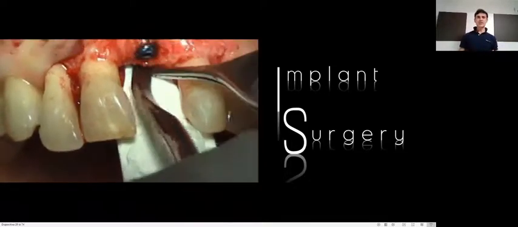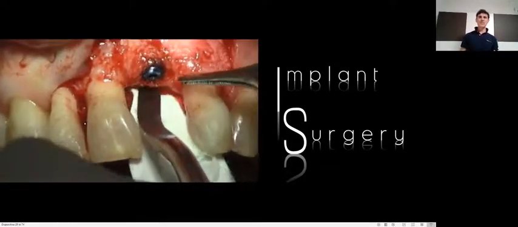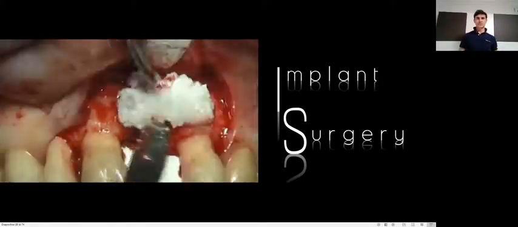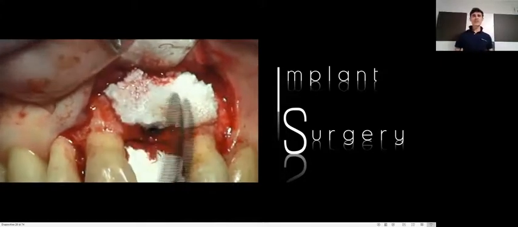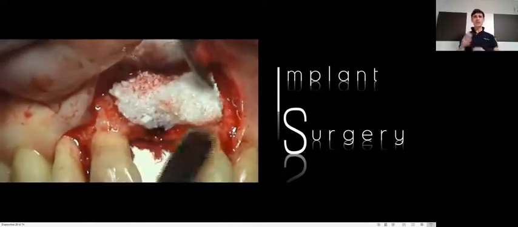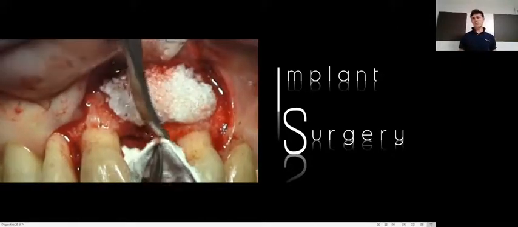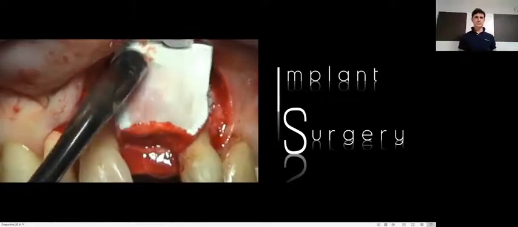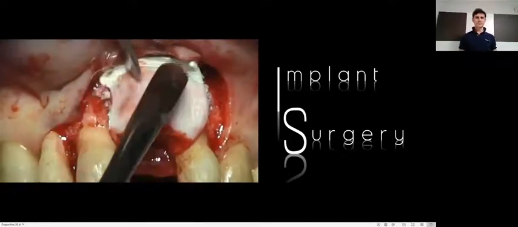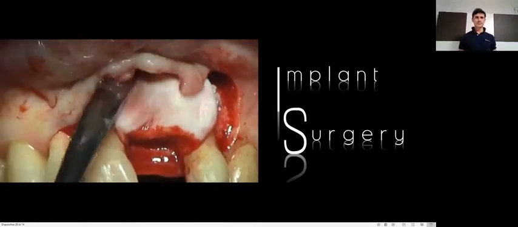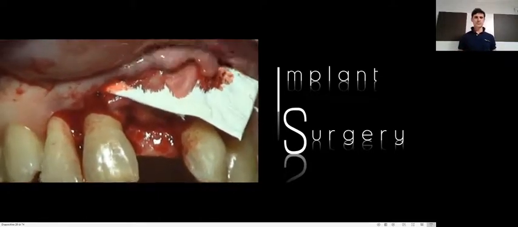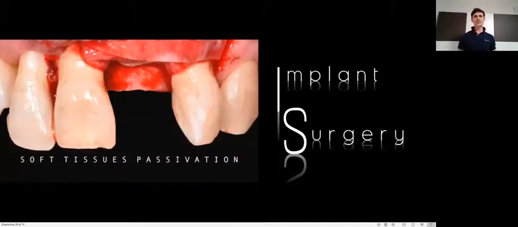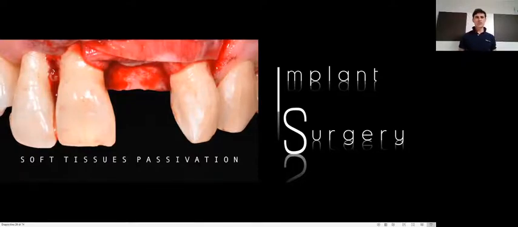After the horizontal GBR, very simple, because it's only for cosmetic reason, with a xenographic material and collagen membrane placed with a double layer technique. Very simple and standard procedure. And after the flap passivation, in order to have a good primary stability, the suture could be performed.